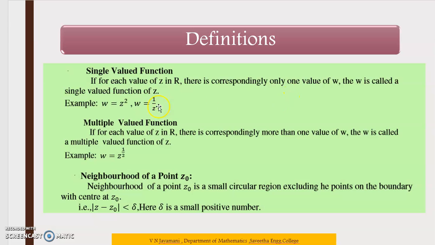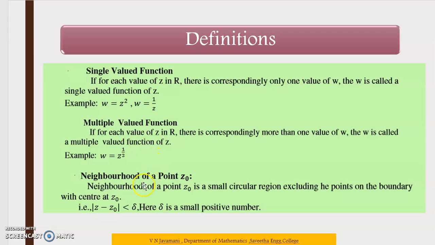For example, w is equal to z square and w is equal to 1 by z. These are examples of a single valued function. Now multiple valued function: if for each value of z in capital R, there is a corresponding more than one value of w, then w is called the multiple value of z.